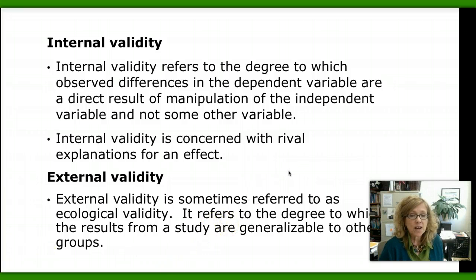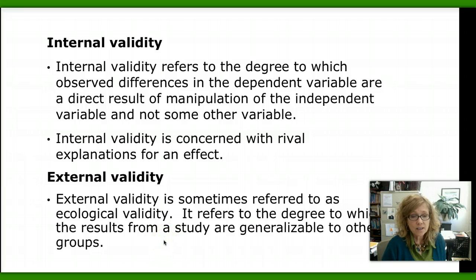I wanted to also highlight the difference between validity and reliability in experimental designs as opposed to with regard to tests and measurements that we read about earlier. So internal validity refers to the degree to which observed differences in the dependent variable are a direct result of the manipulation of the independent variable and not some extraneous variable. That's how validity is defined in experimental research. And it's concerned with rival explanations for an effect.